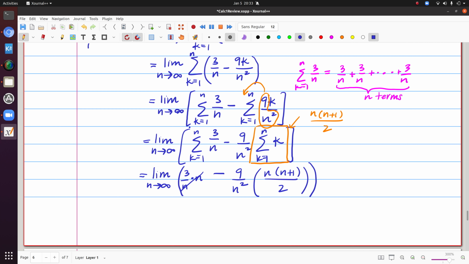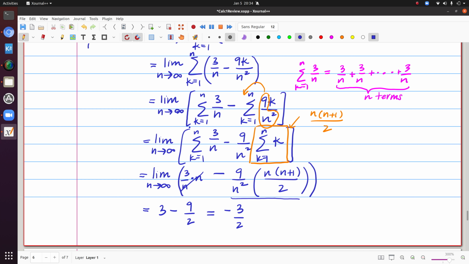As we go forward here, I really just want to think about what happens as I send n to infinity. Well, the limit of 3 is just 3. And notice what we have over in the second part. I have a polynomial up top of degree 2 and a polynomial in the bottom of degree 2. When the degree matches, we get the ratio of leading coefficients, meaning that we're going to end up here with 3 minus that ratio of leading coefficients, 9 over 2. So we're going to end up with negative 3/2 for this.